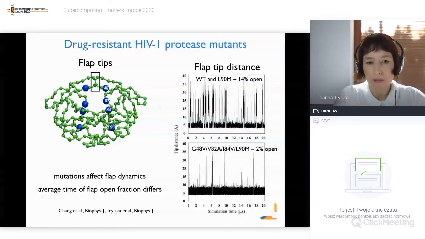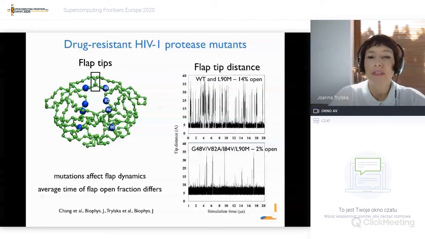Is it only because of the different interactions in the binding site, or different dynamics? Because some of these mutations are not in proximity to the active site. They are not local, they are positioned further away. So what we were investigating some time ago is, do these mutations affect flap dynamics? And it turned out, you see on the right-hand side, there are examples of how flaps open in the wild-type enzyme and in one of the mutants.